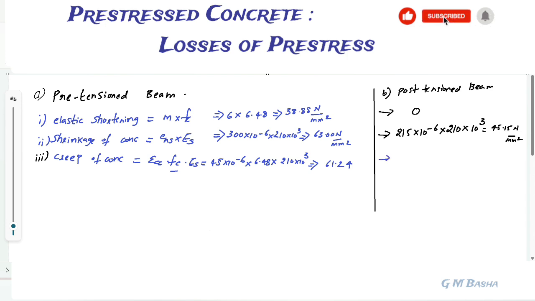Similarly here, just the data will change. 22 into 10 to the power of minus 6, that is epsilon cc. Similarly, Fc and Es will be the same value, 6.48 into 210 into 10 to the power of 3.